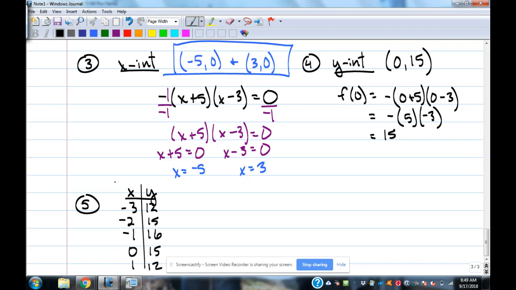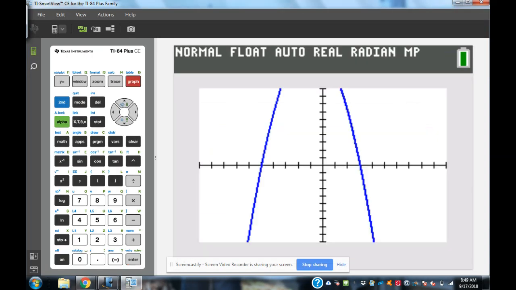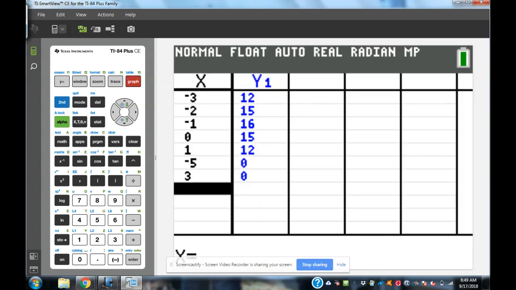So I've got that table. I could plot those points on a coordinate plane. I could also hit graph. Is everybody seeing a graph that looks something like that? There's the points. Okay. The y equals, the y1.